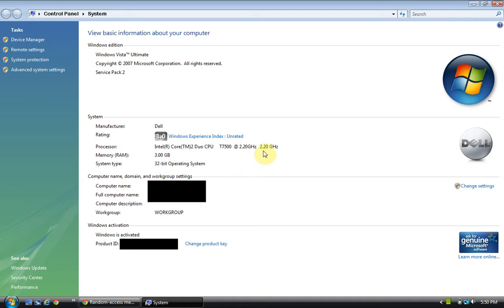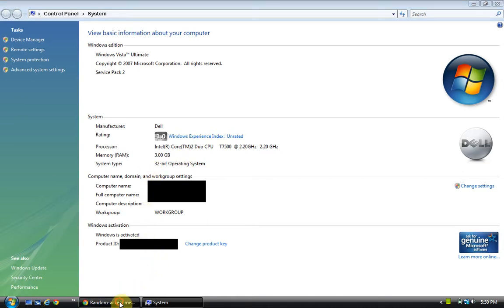Another quick note, the higher this number is and the more gigabytes of RAM you have, the faster your CPU is going to be able to process the information that you're telling it to process. Also, it'll be able to process more processes at one time. And then the rest of this is just general information about your computer.